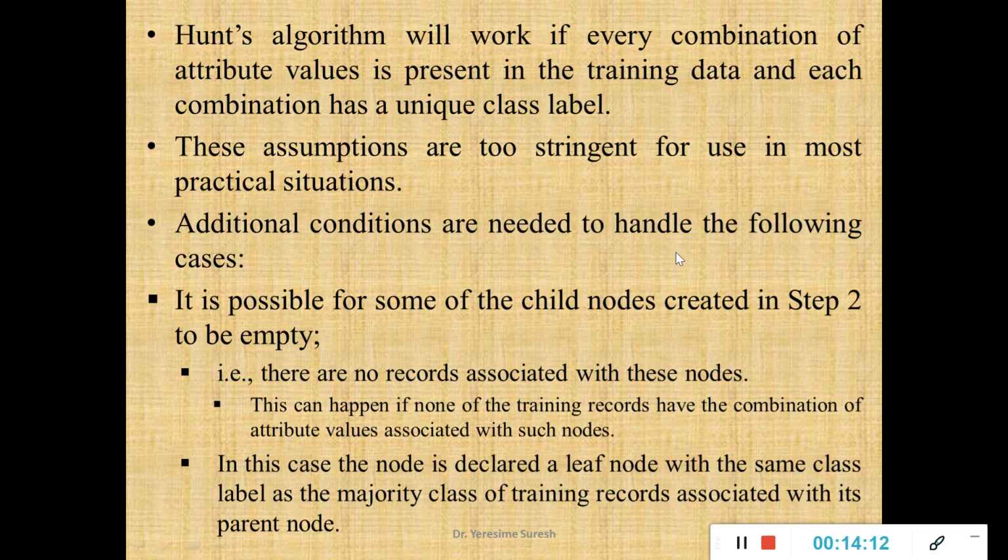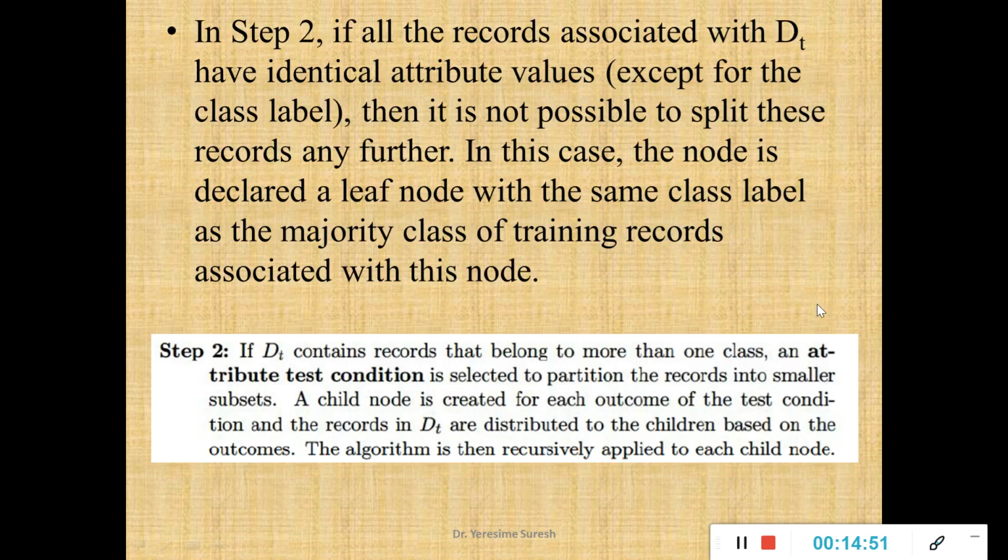So hence we are supposed to handle these 2 cases with respect to your step 2. What is that? It is not possible for some child nodes created in step 2 to be empty. That means you will not find leaf nodes. In such cases, what am I supposed to do? In this case, the node is declared as leaf node with the same class label as the majority of the class training records associated with its parent node. That means if there are more combinations of yes, then the leaf node will be yes. If there are more combinations of no, then the leaf node will be no. That's what I'm saying. There are no records associated with these nodes. That is the problem with respect to step 2 while I'm splitting.